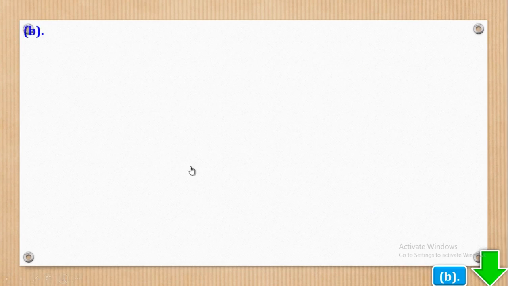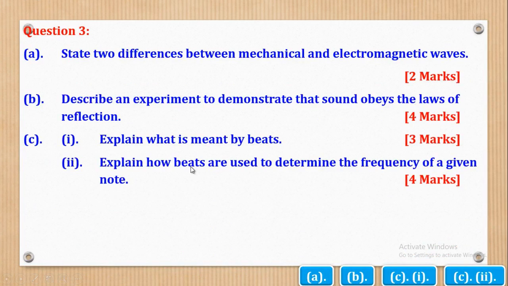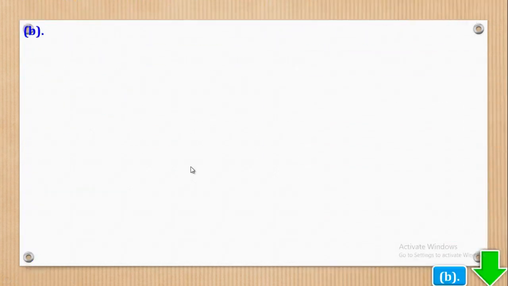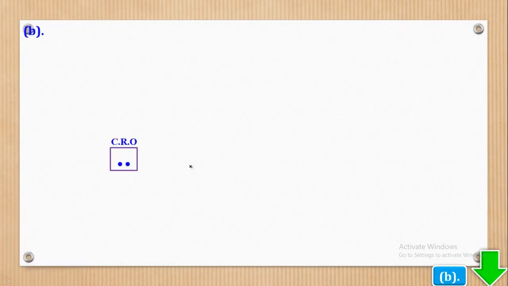So now we shall go to part B. Part B says, describe an experiment to demonstrate that sound obeys the laws of reflection. So we need a diagram to help us in the description.